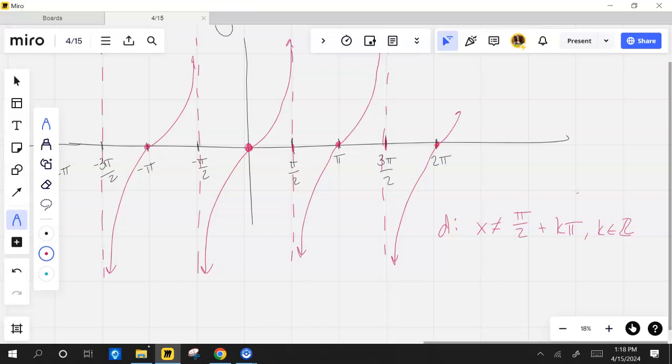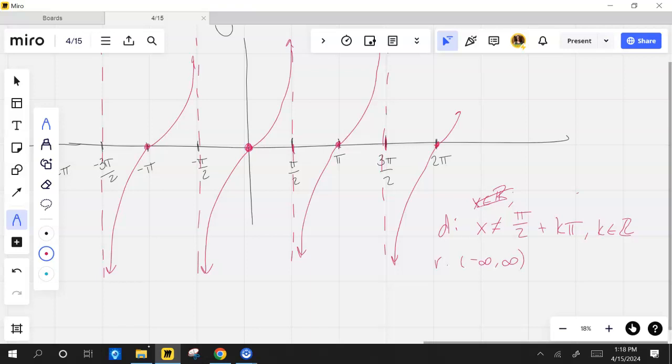Say that again. No, this only works because there's so many repeating like this. Technically, what you should do is say x is a real number, except it can't be. But I don't make you do all that. All right, range. Range is all real numbers. No problem there.